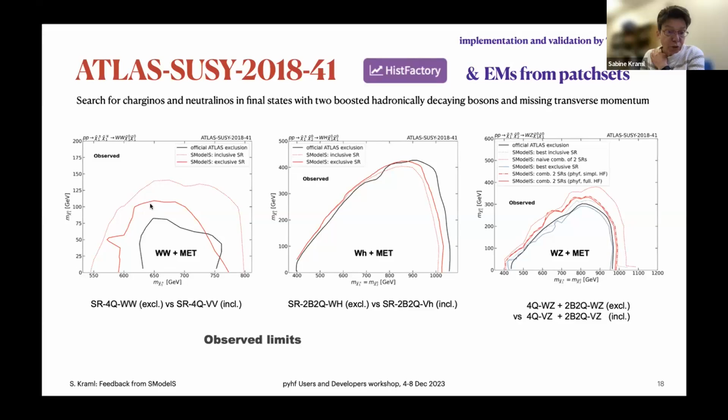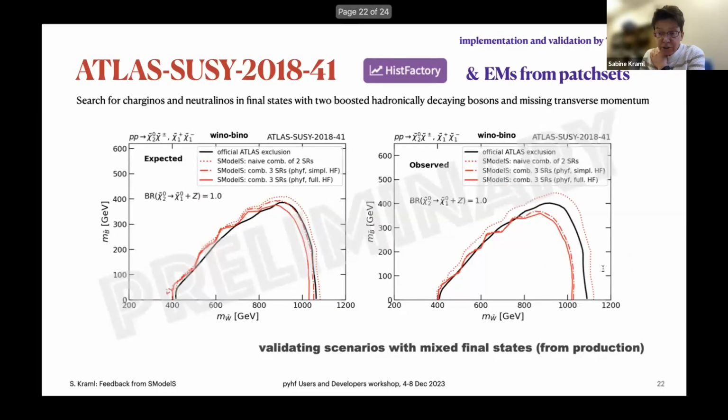WW gives less contribution and then anyway has less sensitivity. And in this case here, we observe the result is an under exclusion. So we are still investigating what's going on here. But in any case, just to have this information from the history file and the patch sets is really useful for us.